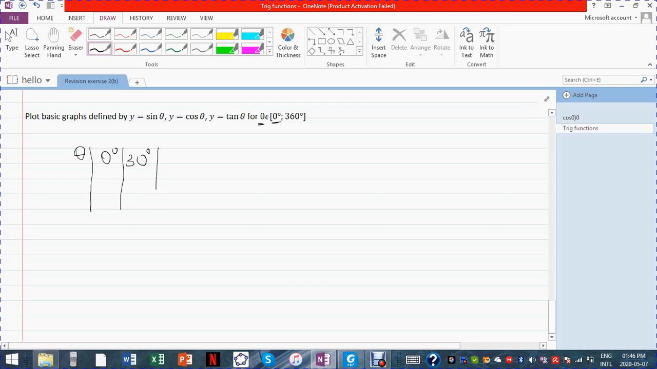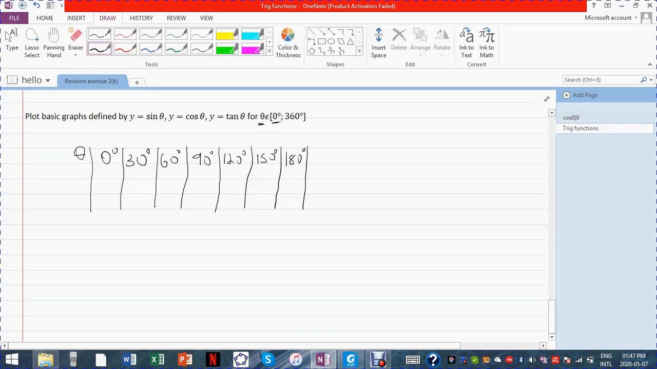30 degrees, from 30 you're going to have 60. Remember increments, so the numbers must be separated by 30 degrees. So now 60 plus 30 gives us 90 degrees. 90 plus 30 is 120 degrees. 120 plus 30 is 150 degrees. 150 plus 30 is 180 degrees.